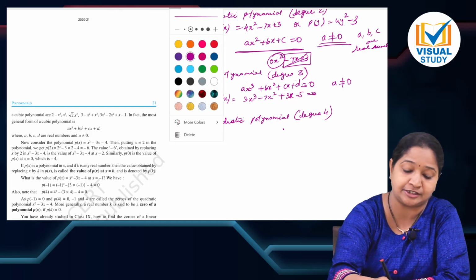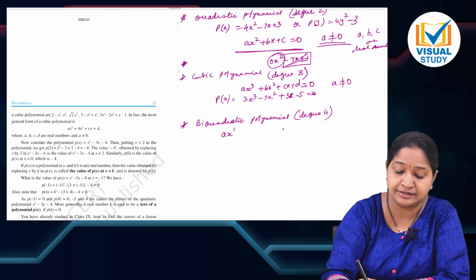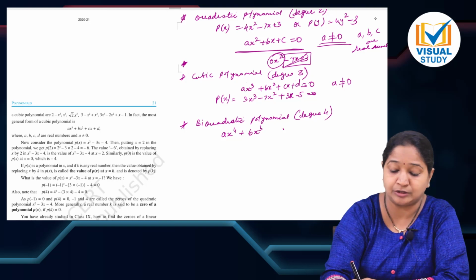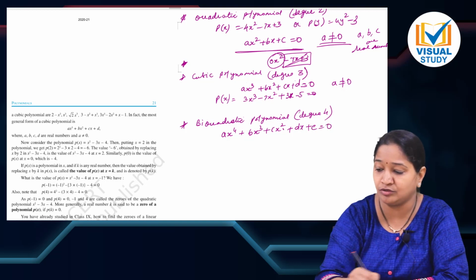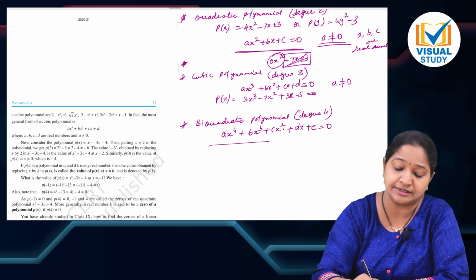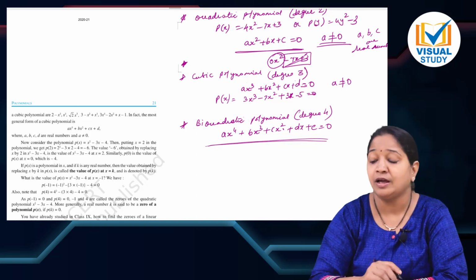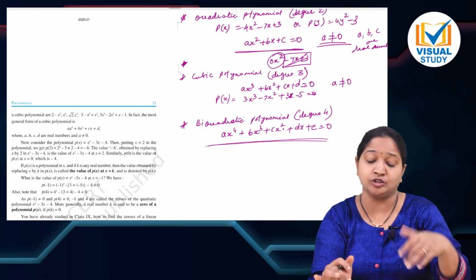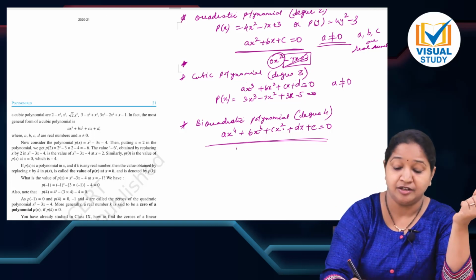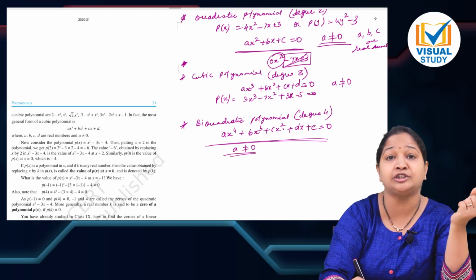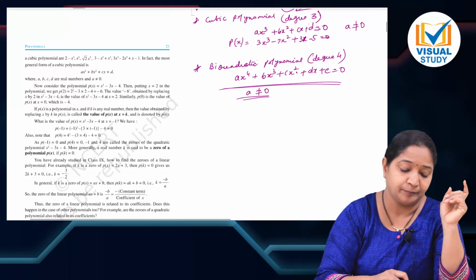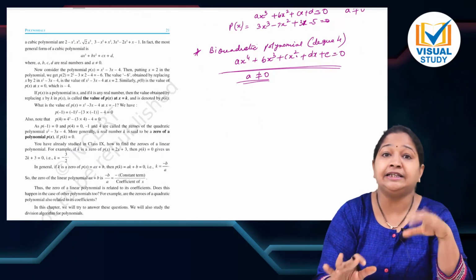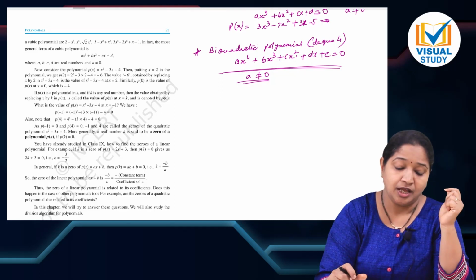ax raised to 4 plus bx cube plus cx square plus dx plus e is equal to 0. So this is the biquadratic form, but you are not going to learn this year. You are learning it next year, where a should not be equal to 0. This is known as a biquadratic polynomial, and a, b, c, d, e are real numbers.